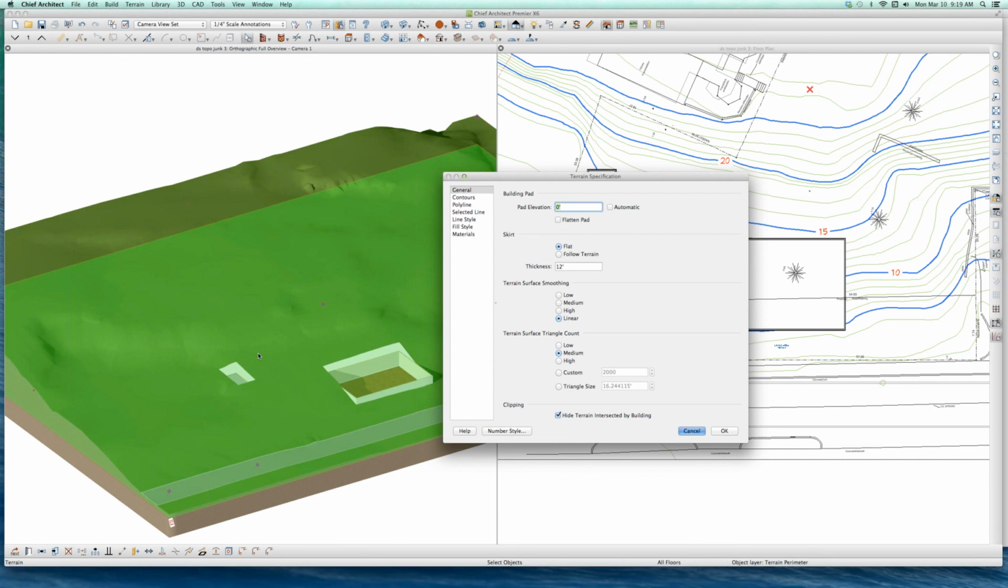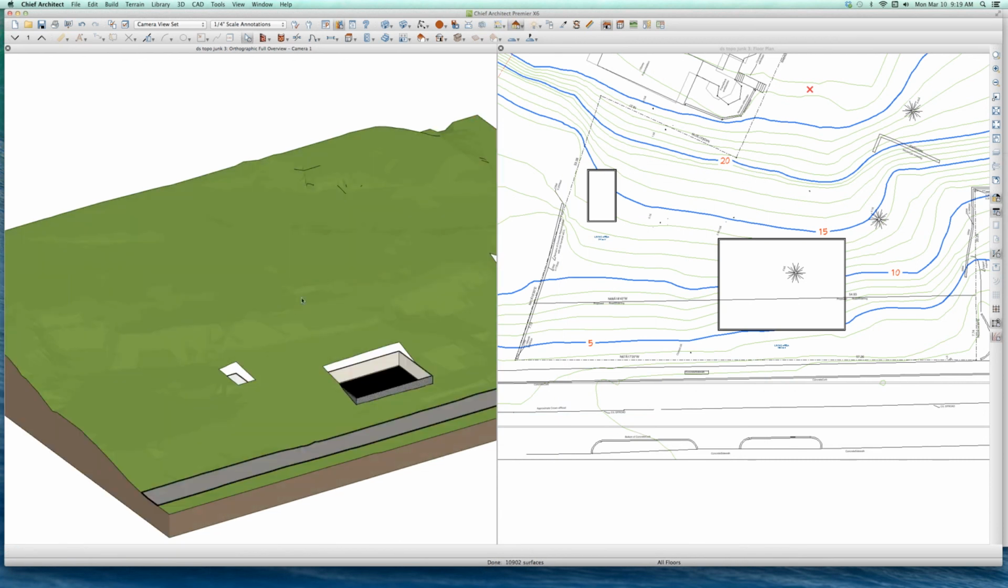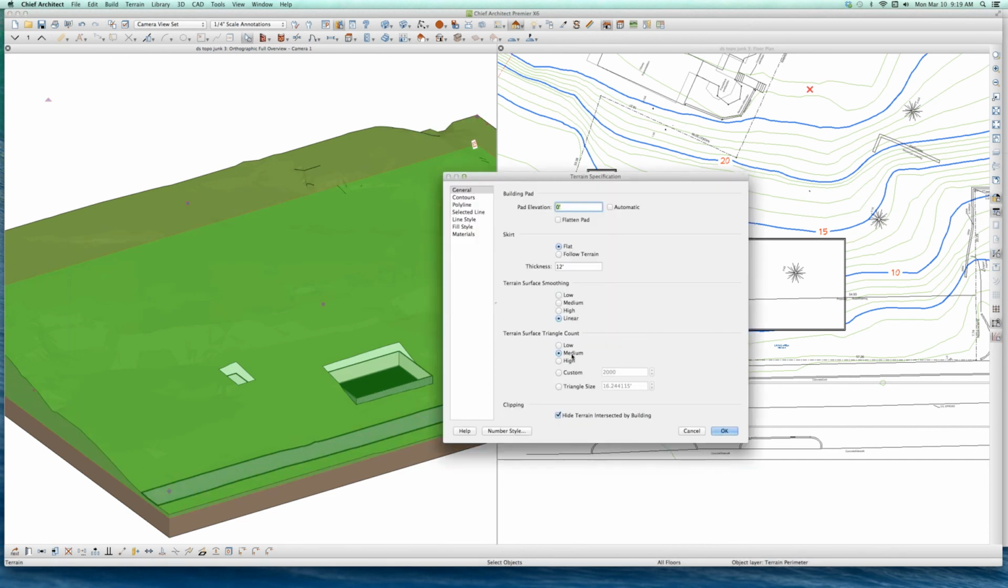Terrain triangular count. I think that has to do with, if you look at it in a vector view, all these surfaces are created by triangles. It's a series of triangles that creates these different slopes. And I think medium's probably a good compromise. Low, it's too rough. High, it takes too long to work it out, blah, blah, blah.